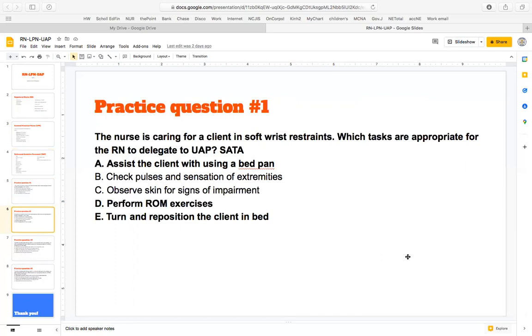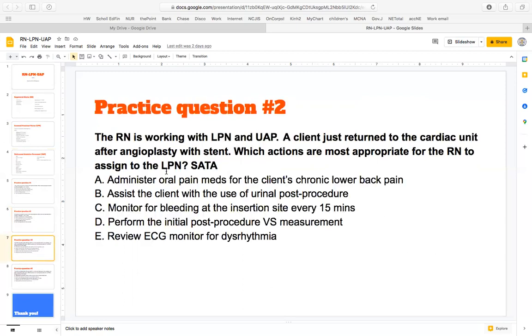UAP can do that. But check pulse and sensation of extremities, that's required assessment. That's for RN. Observing skin for signs of impairment, that's for RN. Those are both assessment, and RN is going to do that. Okay, next question, number 2.